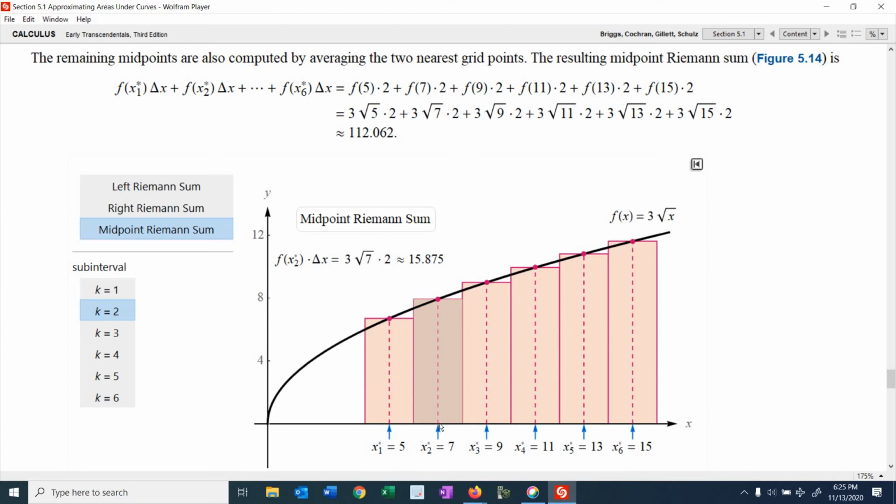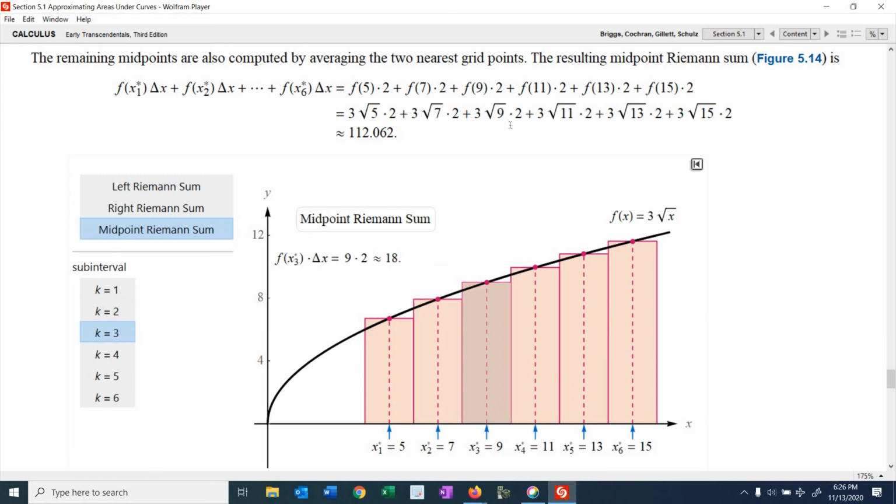The midpoint here would be 6 plus 8 divided by 2, which is 7. By the way, once you find the midpoint for one of these, then you can just continually add 2 to that midpoint to get the next midpoint. So 5 plus 2 is 7, right? 7 plus 2 is 9, 11, 13, 15. Those are the midpoints. So that's another way to get the midpoints. Anyway, once you have this midpoint, you plug that into the function. That's the height times the width.